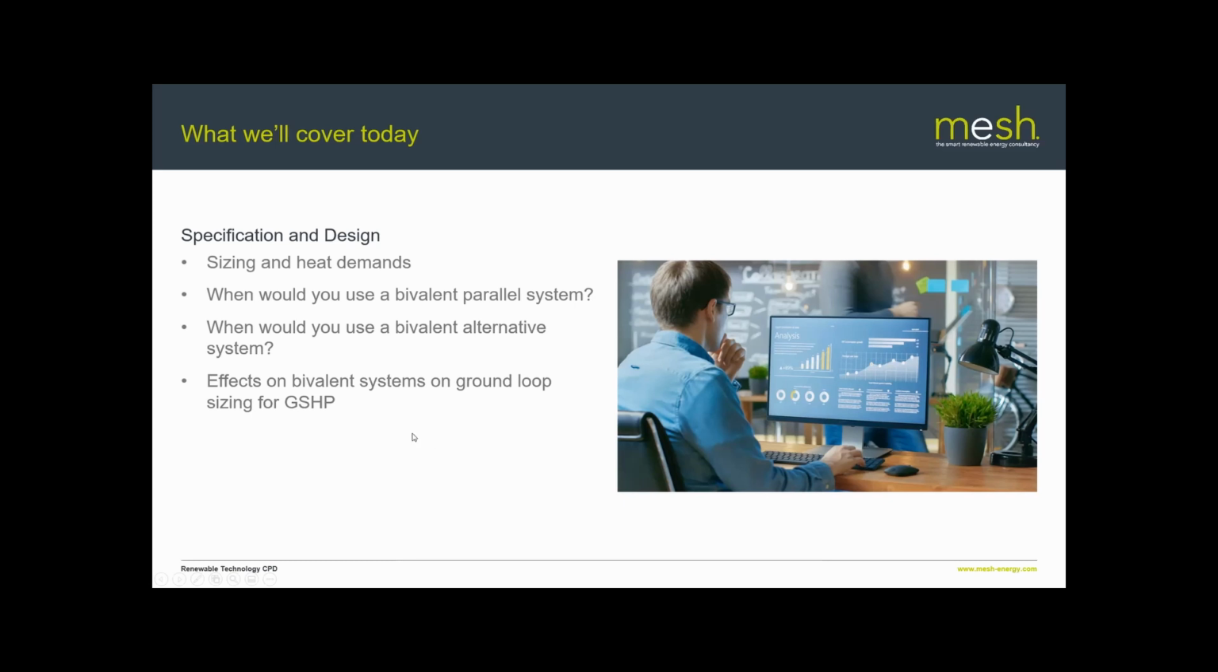And then we'll look at some of the effects on the ground loop sizing of bivalent systems, because a bivalent system will have some effect on how you size the heat pump, but also the ground loop that goes with that heat pump if it's a ground source heat pump. We'll look at a little bit about electrical supplies to heat pumps, and that might be one of the driving factors about why you might be looking at a bivalent system. And finally, on the technical side, we'll look at some of the controls. There'll be a very brief overview of controls because they do vary quite a bit from one manufacturer to the next.